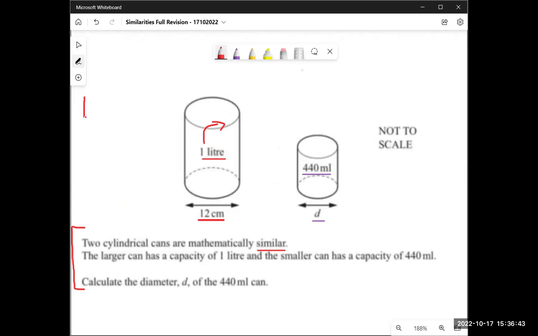So how many liters is 1 milliliter? How many milliliters is 1 liter? It's 1000. This is 1000 ml.